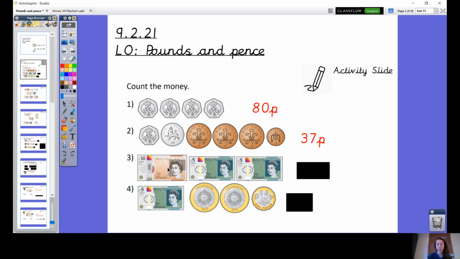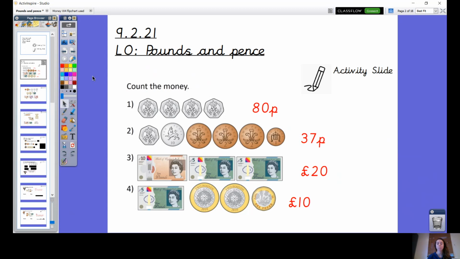Number 3, we've got a £10 note and 2 £5 notes. That's £20. And number 4, we've got 5, 6, 7, 8, 9, 10. £10. Just double check that you've written your pounds like this, using the pound sign, and your pence like this.